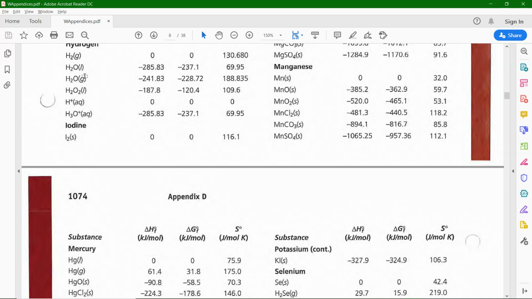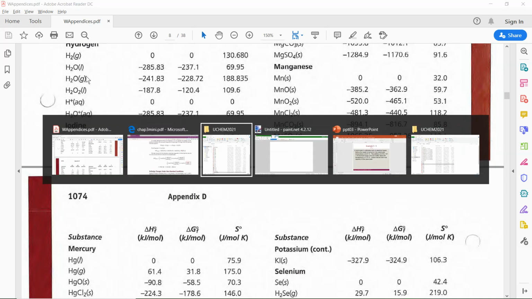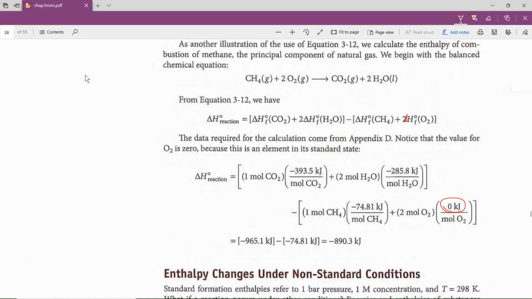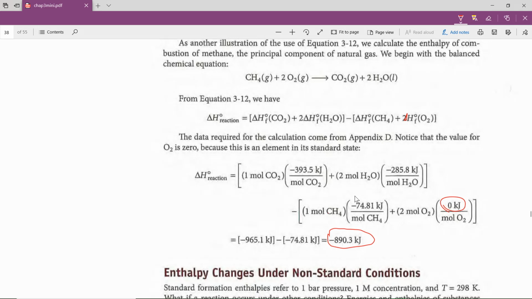Okay. Let's now go back. So on the left-hand side, you got 1 mole of CH4, so that's minus 74.81 plus 2 times 0. So this combustion reaction, you punch it out and you get minus 890.3 kilojoules. Okay?